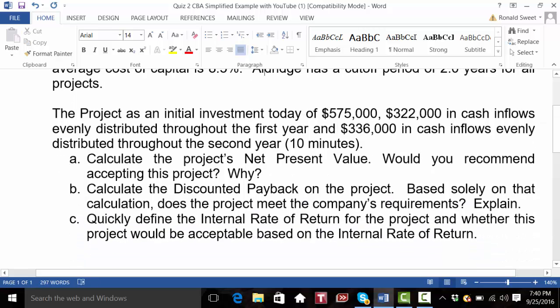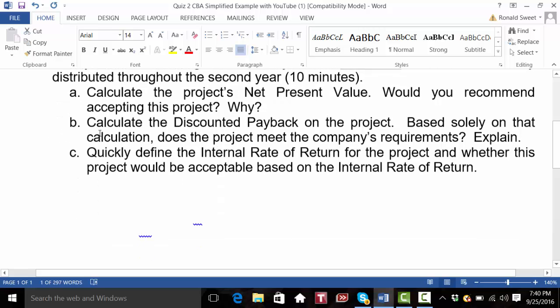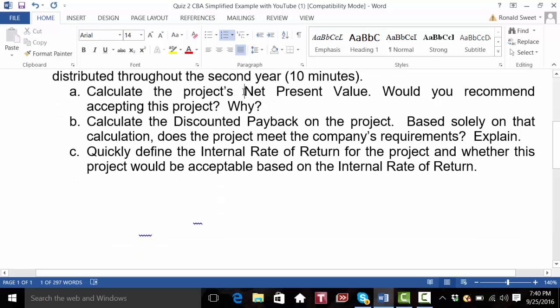Here's the cash flows from the projects. It costs $575,000 up front, and they get $322,000 evenly throughout the first year and $336,000 evenly throughout the second year. You need to calculate the net present value, the discounted payback, and discuss internal rate of return.